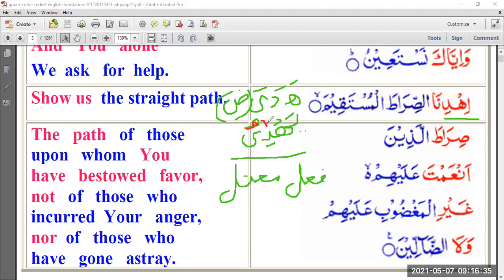We'll look at the previous letter first. If the previous letter has a haraka already, then we remove it. But if the previous letter is a sakin letter, then we give this haraka to the previous letter. We transfer it to the previous letter. So this is dropped now because dal already has its haraka. So then it becomes yahdi, right? Okay, then what do we do?